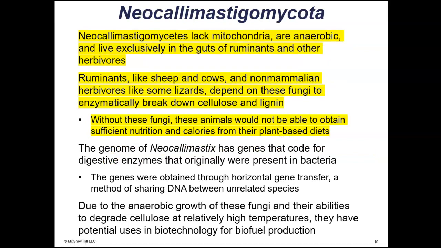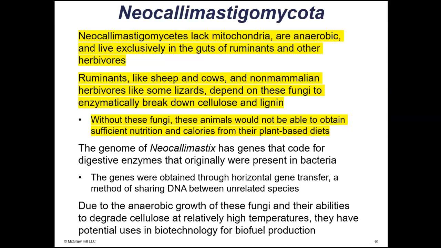Then we have the phylum Neocallimastigomycota, or Neocallimastigomycetes. That's just a different grammatical use of the word. But anyway, the Neocallimastigomycetes lack mitochondria. That's what really distinguishes them.